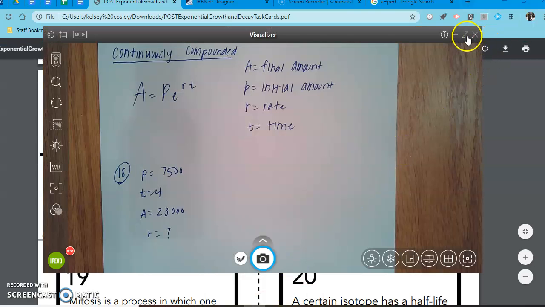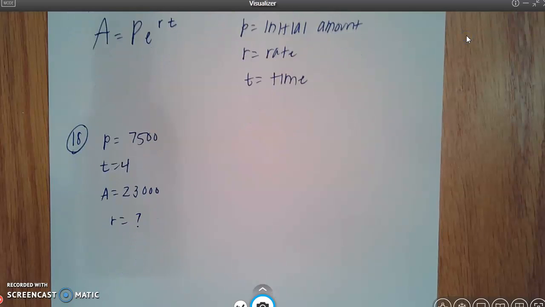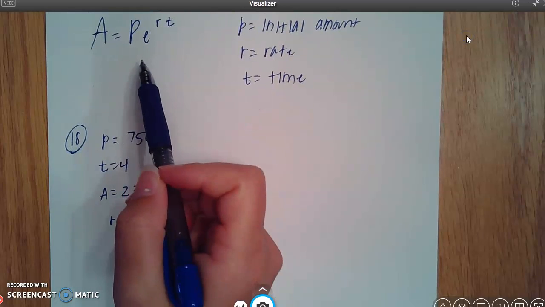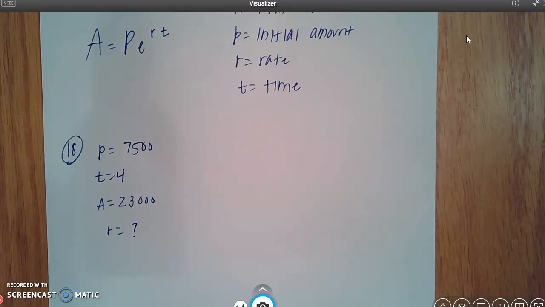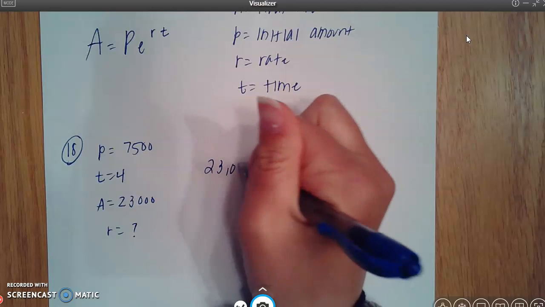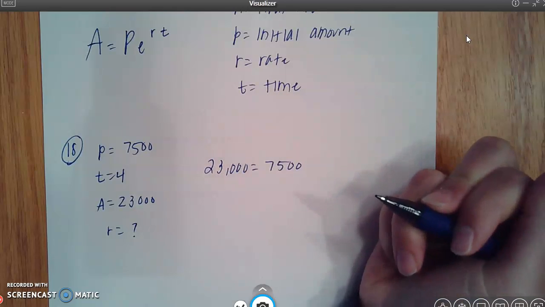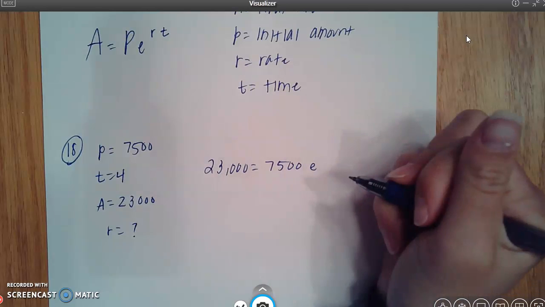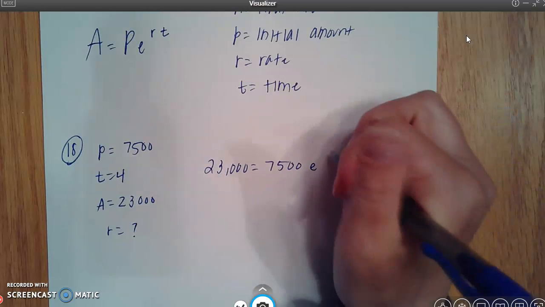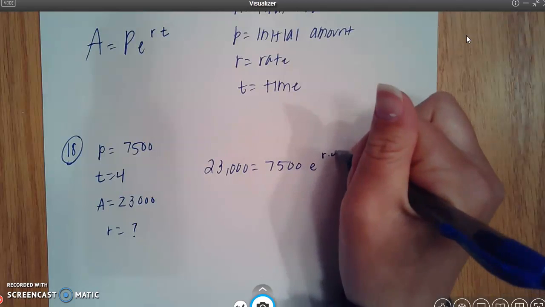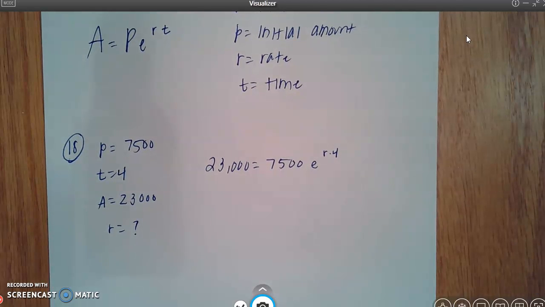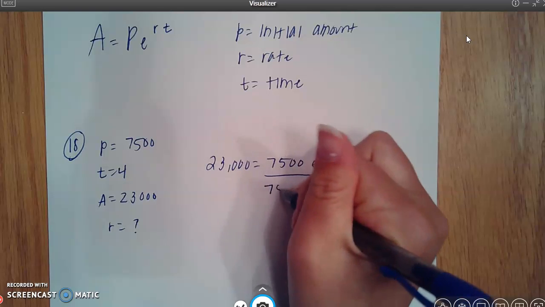So this is what I have so far. We're going to use this information and plug it into this equation, and then solve for the missing variable, which in this case is R. We know my final amount is 23,000. We know my P is 7,500. My E is a number, so we're going to leave it. I don't know R, but I do know that time is 4. So we're going to simplify this equation to get the E essentially by itself. Step one is I'm going to divide everything by 7,500.